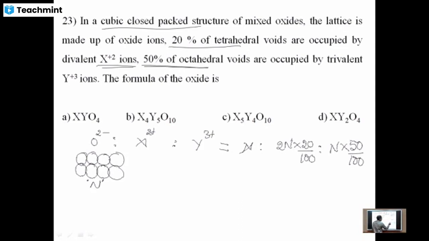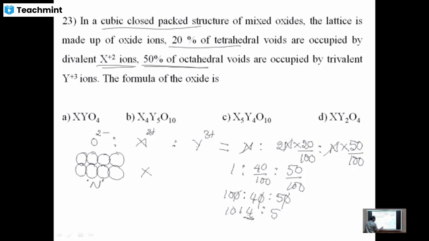Just to simplify it, it is 1, then 20 into 2 is 40 divided by 100, then 50 by 100. Let me multiply these three values by 100, so that the ratio is 100 to 40 to 50. If you further simplify, it is 10 to 4 to 5. Nothing but oxide is 10, X+2 is 4, Y+3 is 5. Let me write X having contribution 4, Y 5, oxygen 10. Molecular formula is X4 Y5 O10. Right answer is B.